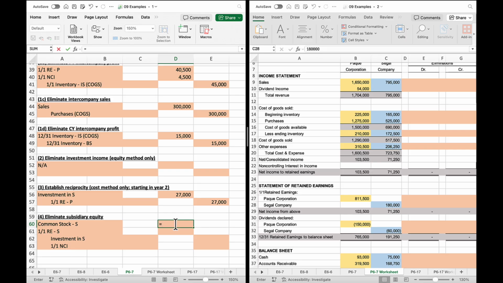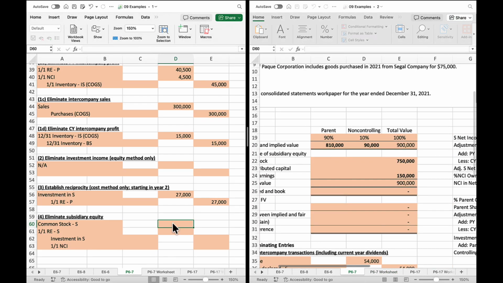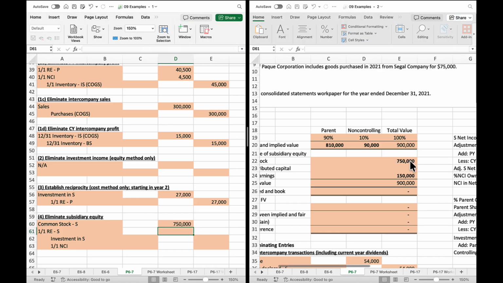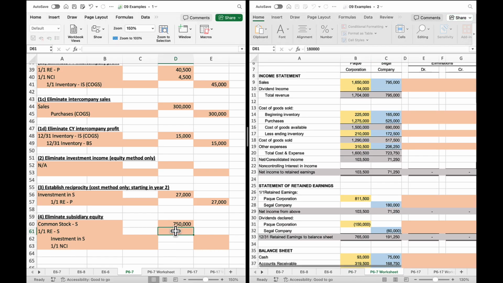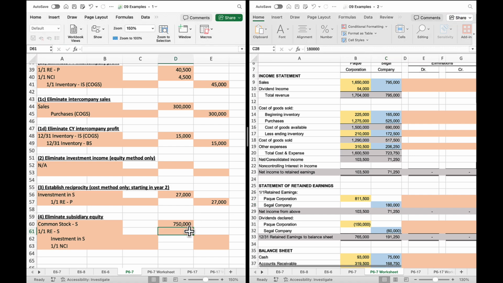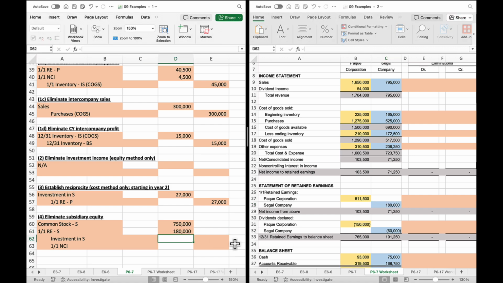Common stock is going to stay the same because that's not a complication that we deal with over the course of our course. So if we look at our CAD, we have $750,000. That's the same $750,000 that's on the current balance sheet for our subsidiary. But when we get to 1-1 retained earnings, we already talked about the fact that that has increased over time. And so the $180,000 is the amount that we actually need to eliminate.